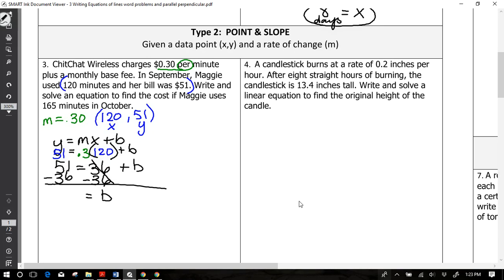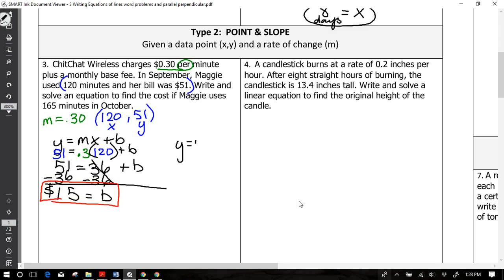So 51 minus 36 is 15. So the monthly base fee for this cell phone is $15. And let me just use red to identify my y-intercept. So I am now ready to write in my equation.